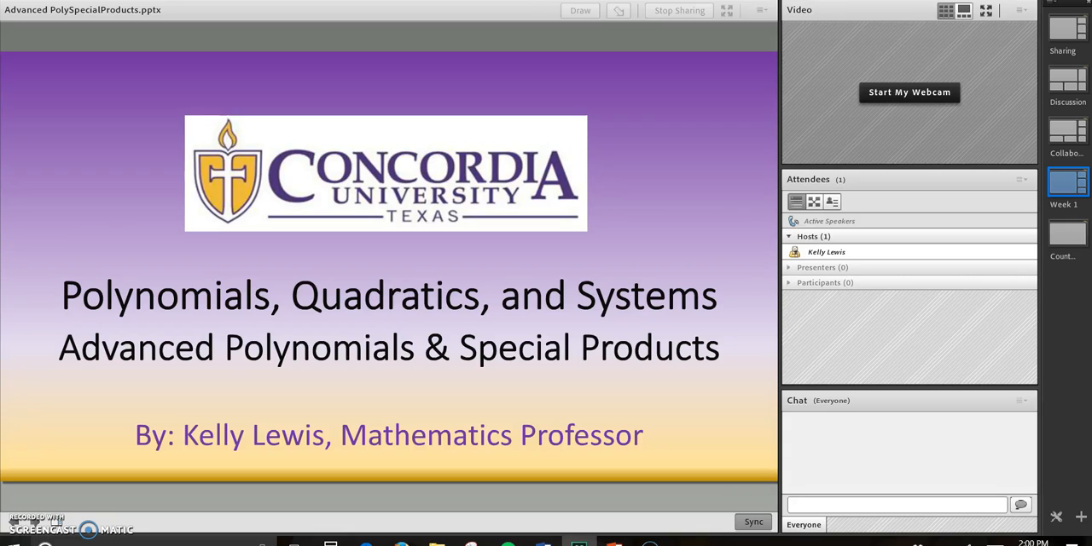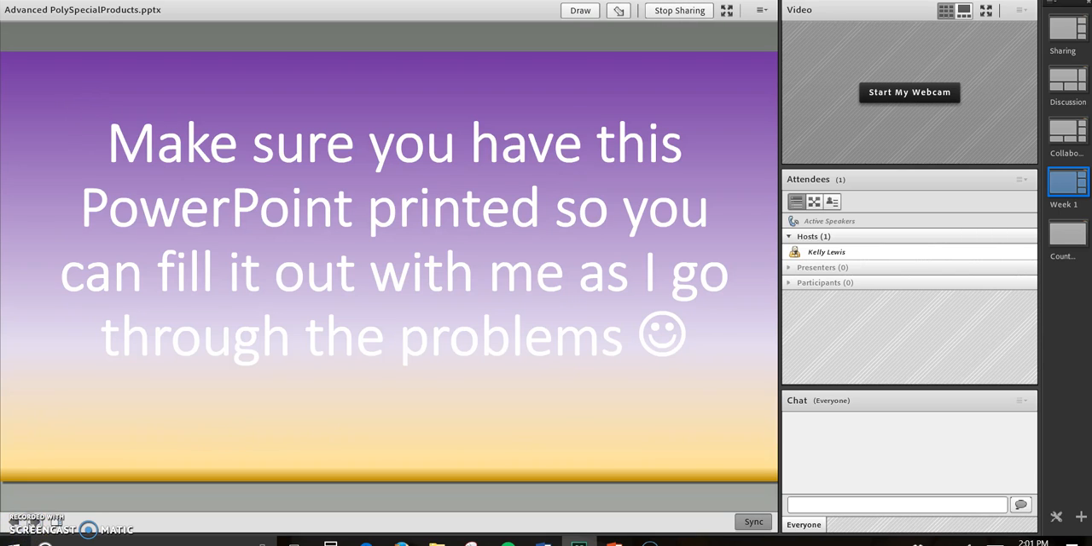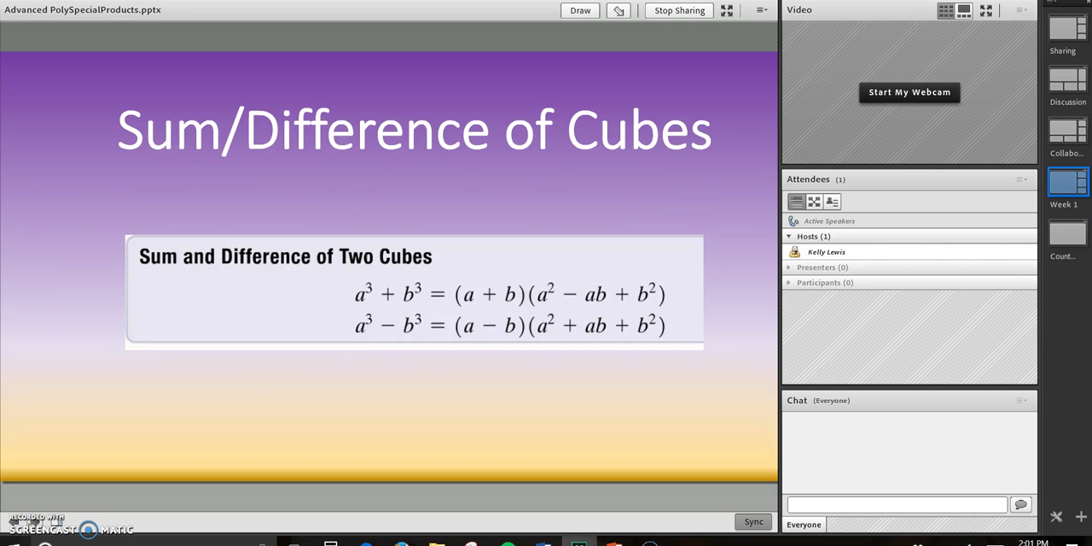Okay, hey guys, I want to continue this unit. This video is going to be about harder polynomials and a couple other special products. If you want to print this out before we start, pause it and go print it out and come back. All right, so there's a formula for the sum or difference of two cubes.